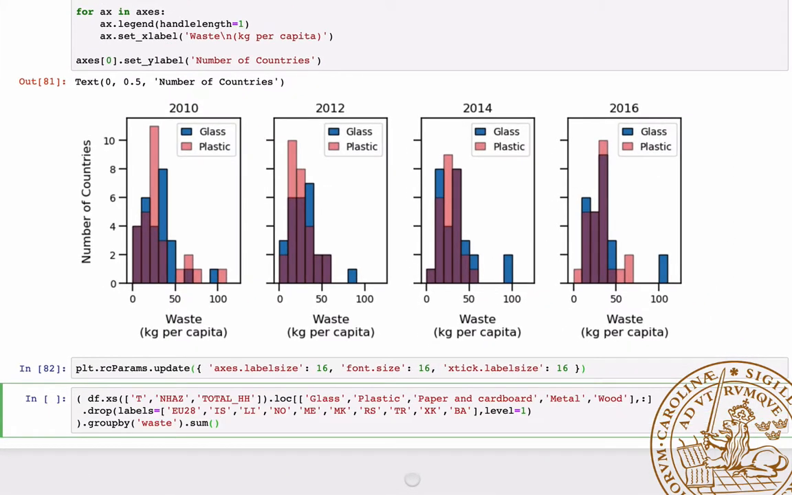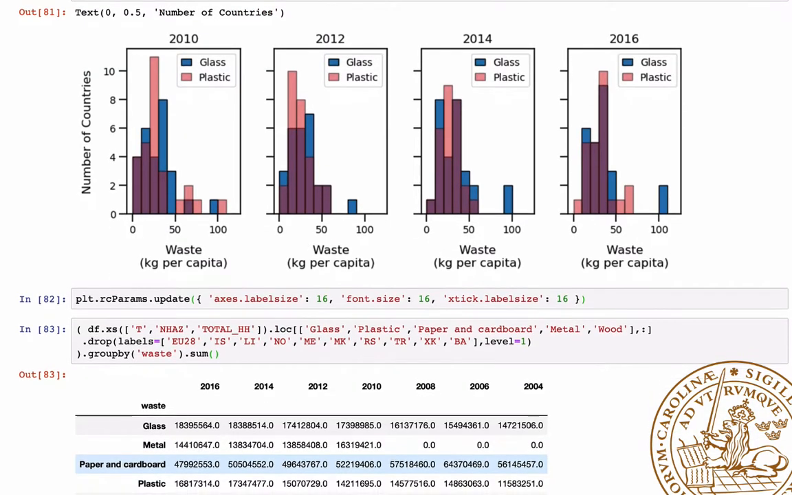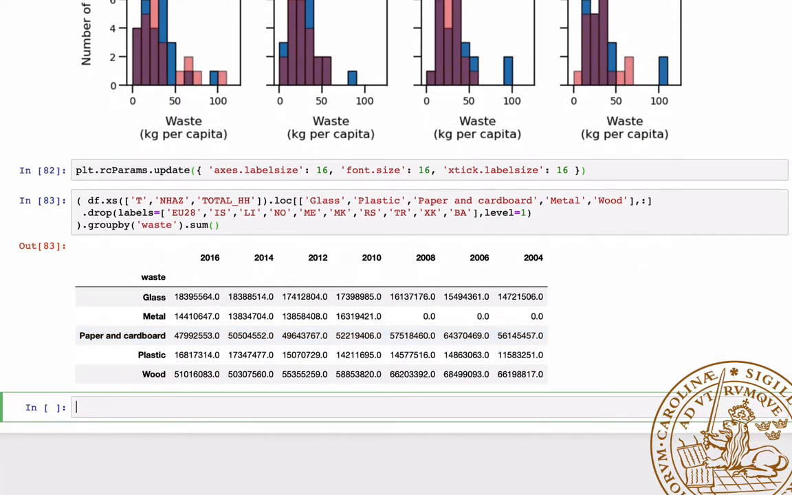Here is another example of a composite plot generated on one line. We select 5 categories of recyclable waste and keep only the EU countries in the data frame. Then we group by waste category and sum over the countries. This way we obtain the total amount of waste produced in the EU for 5 materials and the various years.